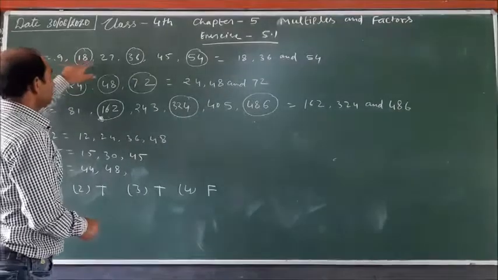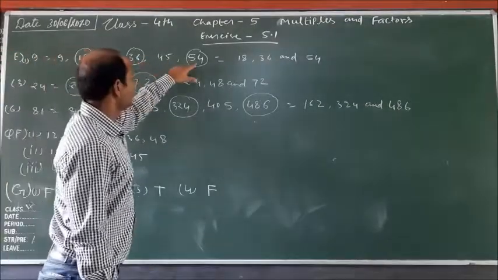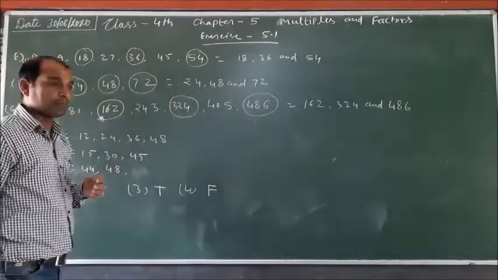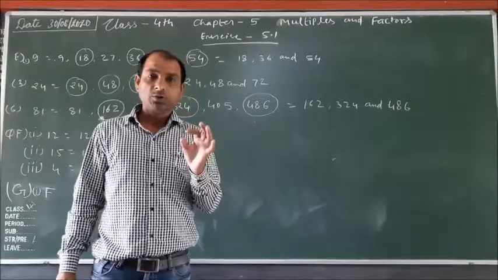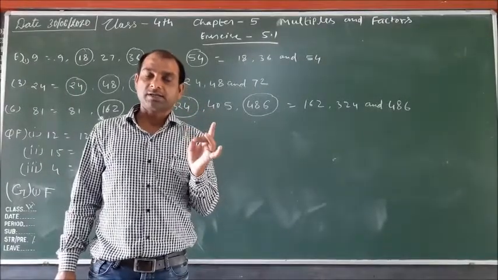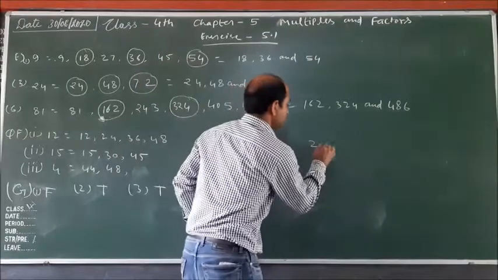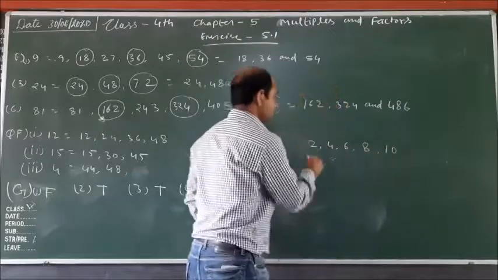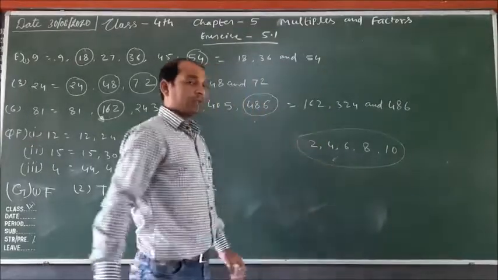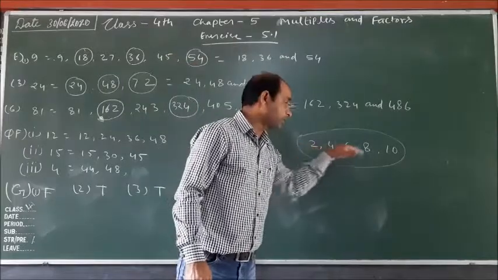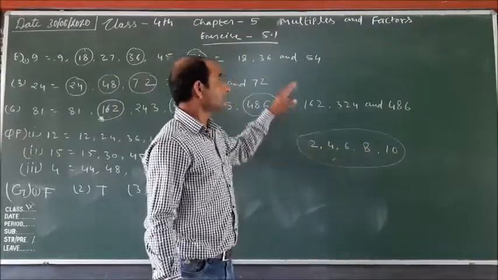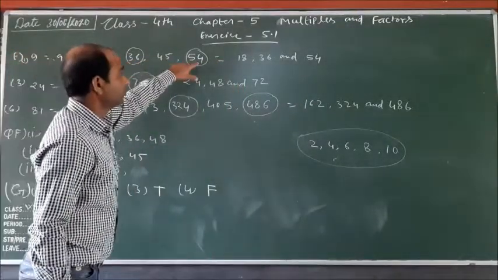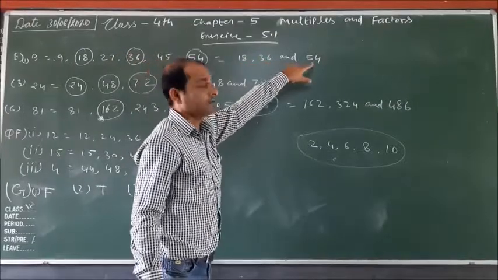So 18, 36 and 54 are even numbers, because what is an even number in the ones place? Even numbers have 0, 2, 4, 6, 8 in the ones place. These numbers are even numbers. If any number has these in the ones place, that number is an even number. So here 8, 6 and 4. So 18, 36 and 54 are even multiples.